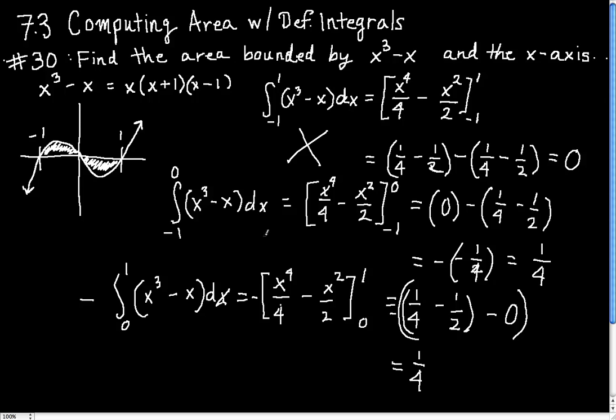Okay, so I found that this area here is 1/4, and I found that this area here is 1/4. The integral is negative 1/4, but that makes this actual area 1/4. And so my total area is the sum of these two, and I get 1/2 as my final answer. And that concludes this video.